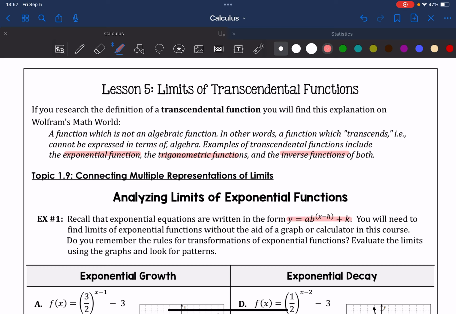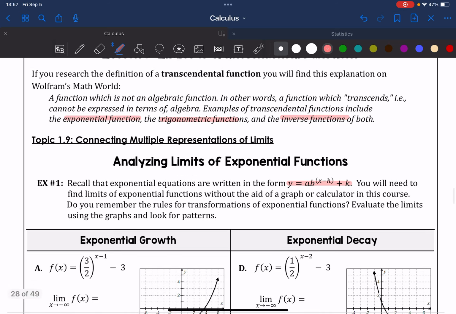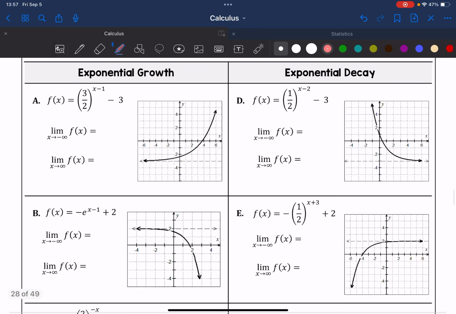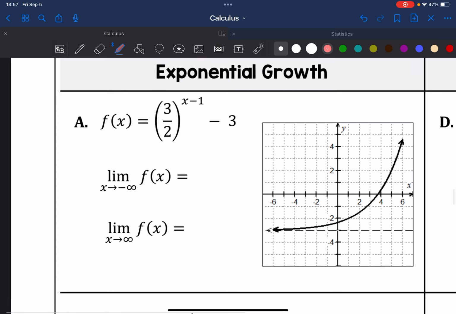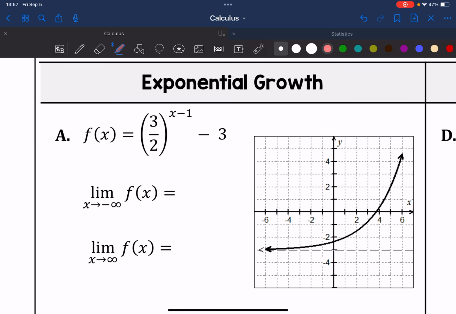y is equal to a times b to the power of x minus h plus k. And there were two types of exponential. We could have an exponential growth and then an exponential decay. So looking at part A for exponential growth, we have the following function and its graph.